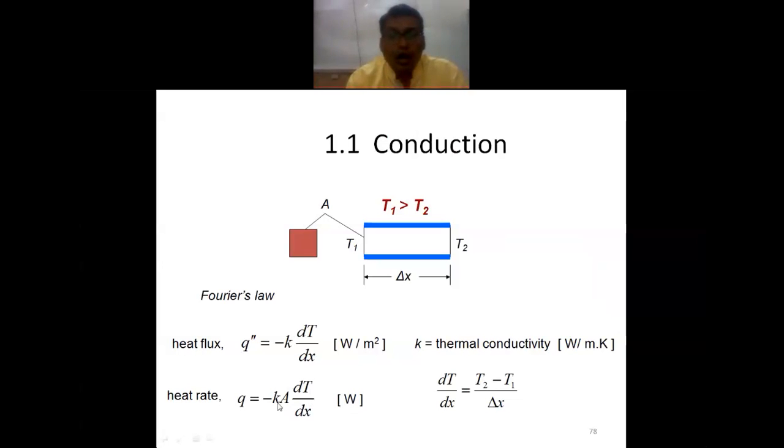Q upon A is watts per meter square, Q double dash, that is the heat flux. You have to understand the units. It is equal to minus k dT upon dx.